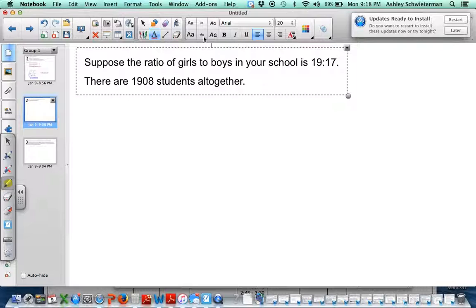The next one is called a ratio problem, and there'll be a couple of these in your homework. What you're going to do is one of your equations in the system is going to be a ratio. The other one's going to be a normal problem, but one of them is going to be a ratio. So it states, suppose the ratio of girls to boys in your school is 19 to 17. So it gives you the ratio right here. It tells you girls to boys is 19 to 17.